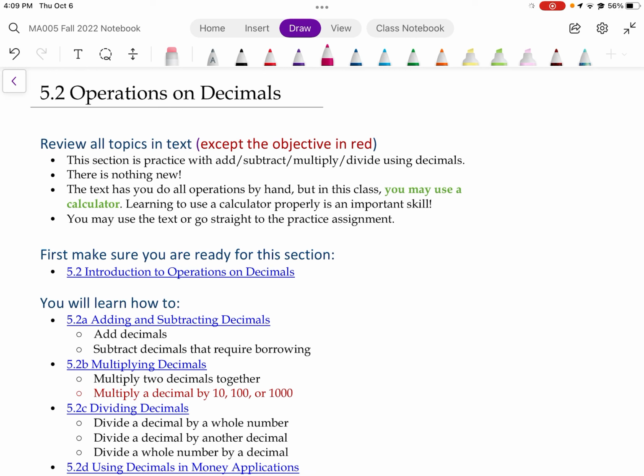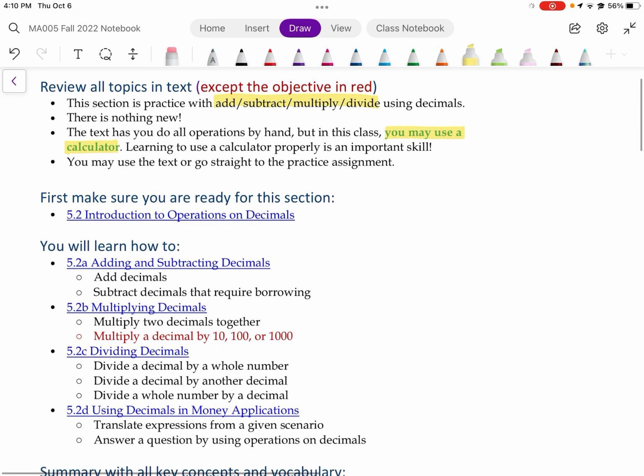All of these topics are in the text. This is just doing addition, subtraction, multiplication, and division using decimals, and there's nothing new. The text has you do all the operations by hand, but in this class you may use a calculator. We don't need to do these by hand. Learning to use a calculator properly is an important skill, and I want you to get comfortable with it. You can use the text to learn that, or you can just go straight to the practice assignment after you watch this brief video.